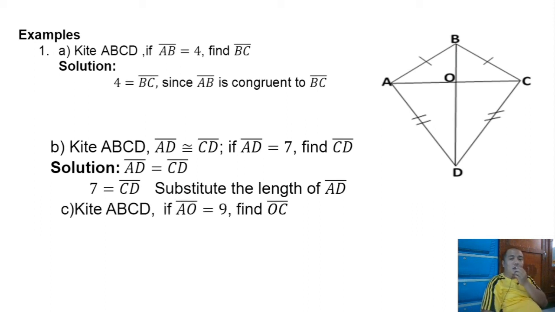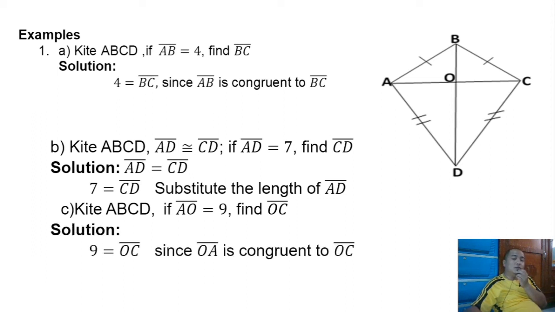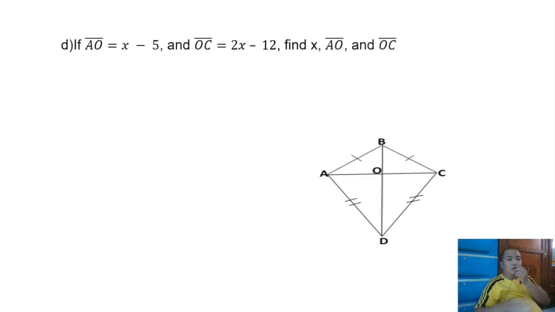C. AO is 9. Find OC. From the property of a kite, OC is also equal to 9, because the major diagonal BD divides AC into two congruent segments, AO and OC. BD is the perpendicular bisector. Now, if AO is x minus 5 and OC is 2x minus 12, find x, AO, and OC.